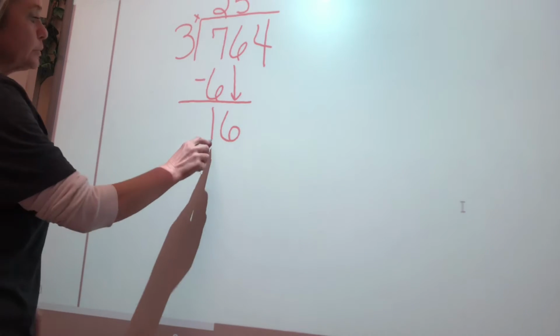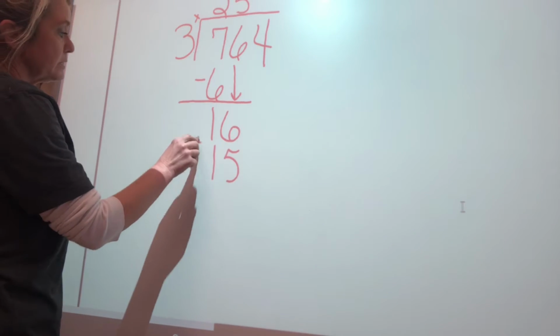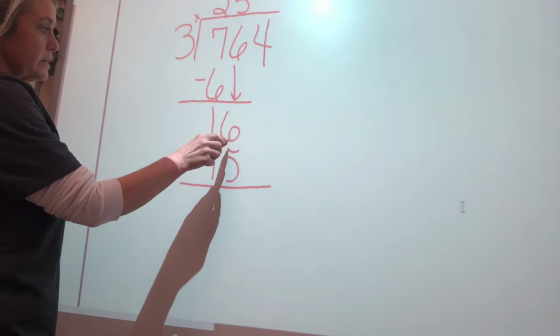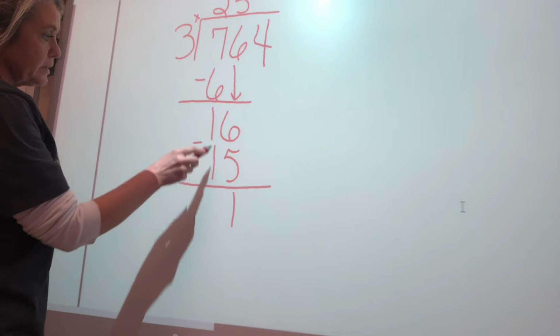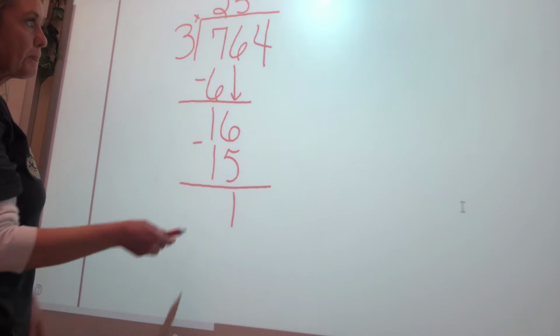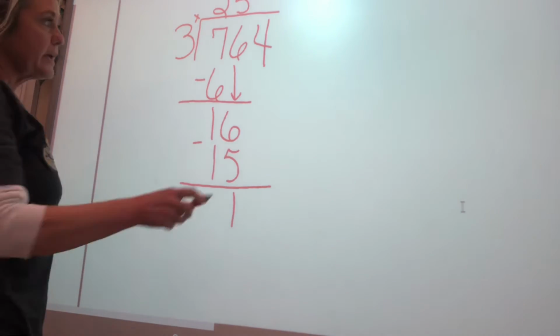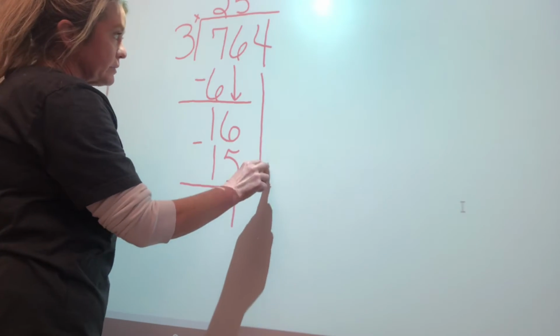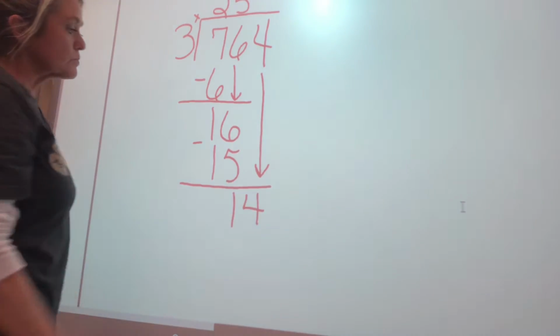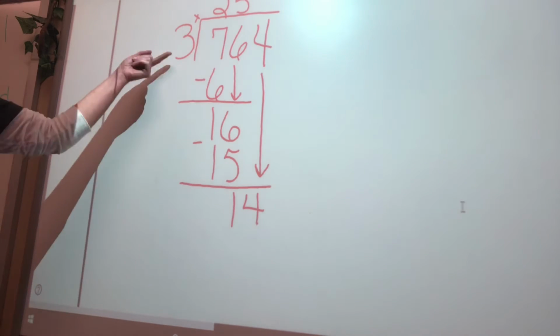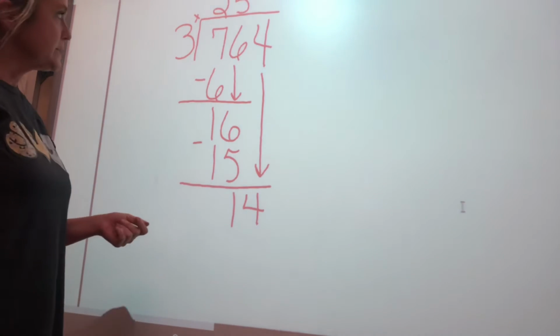5 times 3 would give me 15. And then I subtract. 6 minus 5 is 1. 1 minus 1 is 0. And then I still have this one number left. So I would bring down the 4. And then I ask myself again, how many times will 3 go into 14?